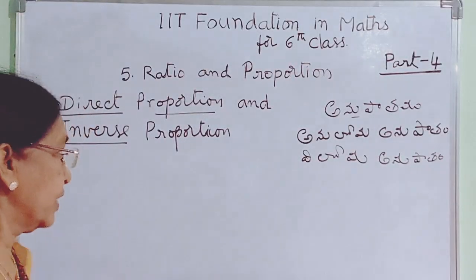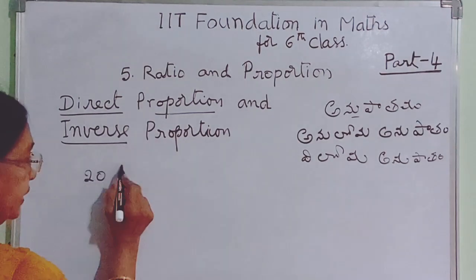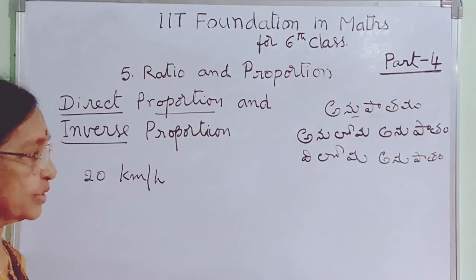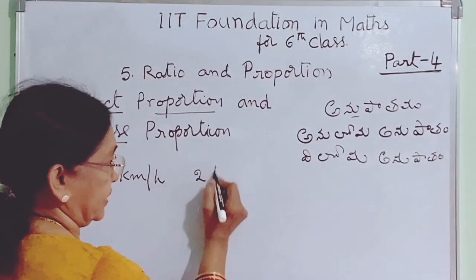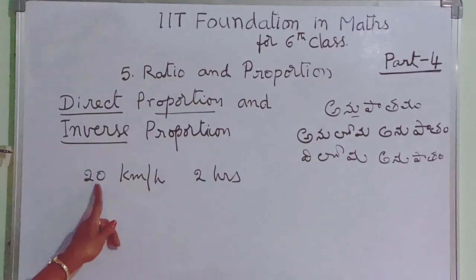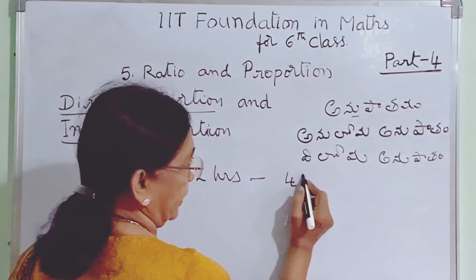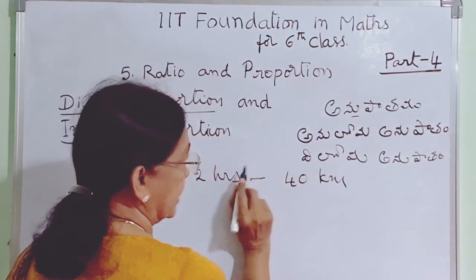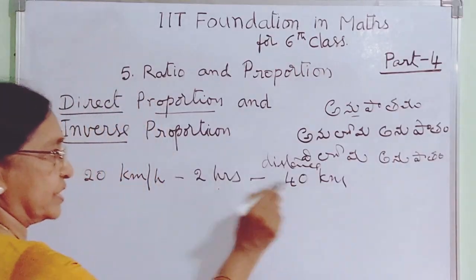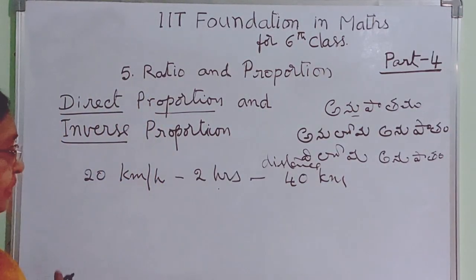For example, suppose a car is moving with a speed of 20 kilometers per hour. In 1 hour it travels 20 kilometers, so in 2 hours it travels 40 kilometers. So the distance traveled by it in 2 hours is 40 kilometers, when the speed of the car is 20 kilometers per hour.